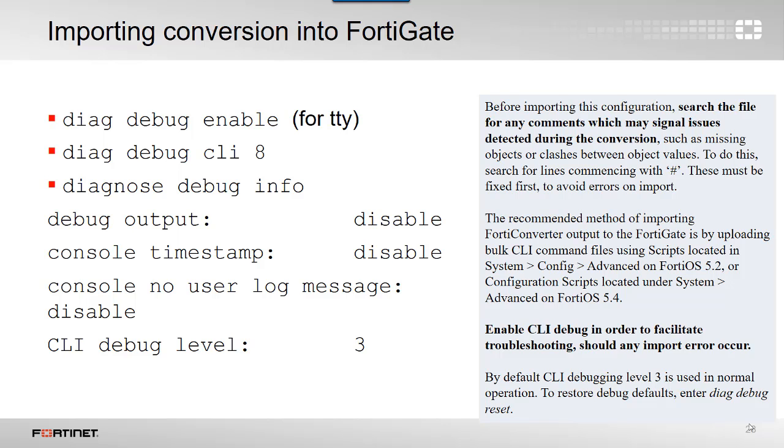The CLI debugging facilitates the troubleshooting, so we're going to increase the debugging level. The debugging level is by default 3, and we're going to increase that to level 8. When you finish and want to set it back to default settings, just enter diag debug reset. These commands here: diag debug enable if I'm connecting via SSH, diag debug CLI 8 increases the debugging level, and then diag debug info to see what my settings are.